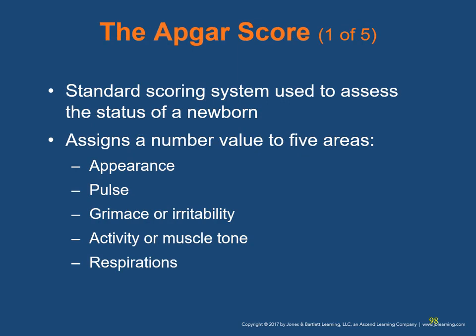The APGAR score. The APGAR score is a standard scoring system used to assess the status of a newborn. It assigns a number value, 0, 1, or 2, to 5 areas of activity. Appearance: the skin of a light-skinned newborn and the mucosal membranes of a dark-skinned newborn should turn pink. Blue skin all over or blue mucosal membranes signal a central cyanosis.